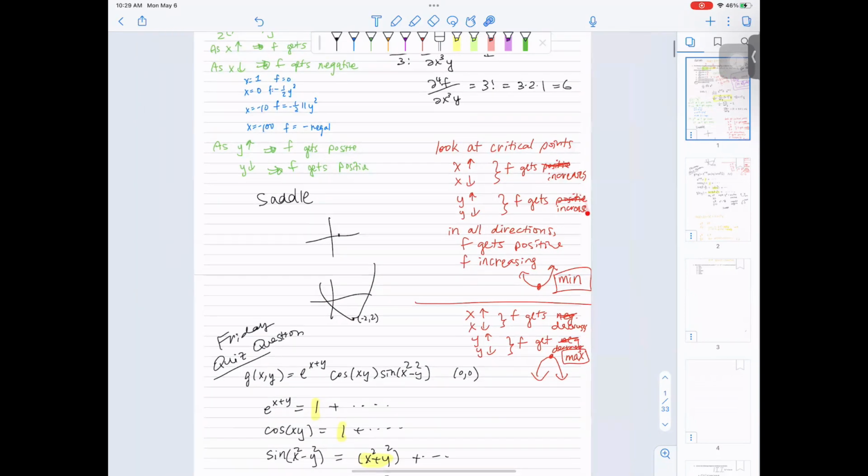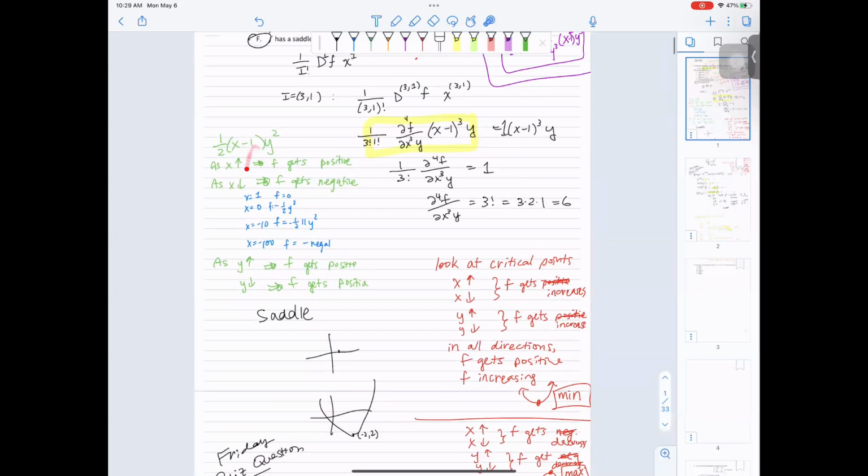So if everything's increasing in all directions, minimum. Everything is decreasing in all directions, maximum. If you have differing behaviors, like increasing versus decreasing, then you have a saddle.